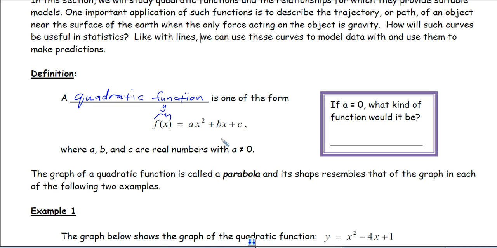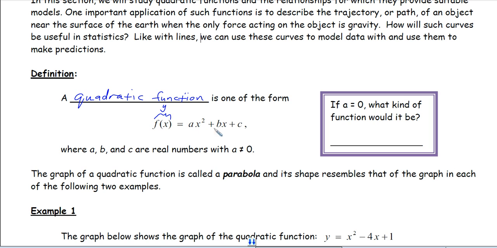So the key point here, what determines this to be a quadratic function or a parabola, is this term right here, this x squared. X squared is the key point that tells us what kind of function this one is. And notice down here it says a, b, and c are real numbers with a not equal to 0.